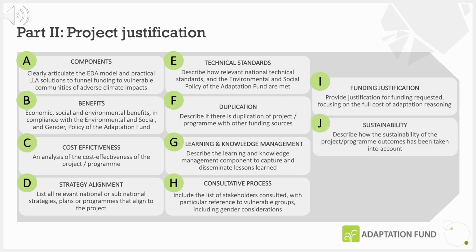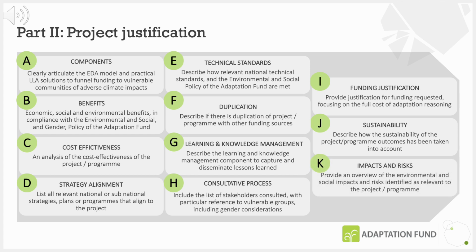J. Describe how the sustainability of the project outcomes has been taken into account during the design phase. K. Provide an overview of the environmental and social impacts and risks identified. All 11 sections, A to K, must be completed and relevant to your EDA proposal. Throughout Part 2 of the proposal, ensure compliance with the environmental and social policy and gender policy of the Adaptation Fund.